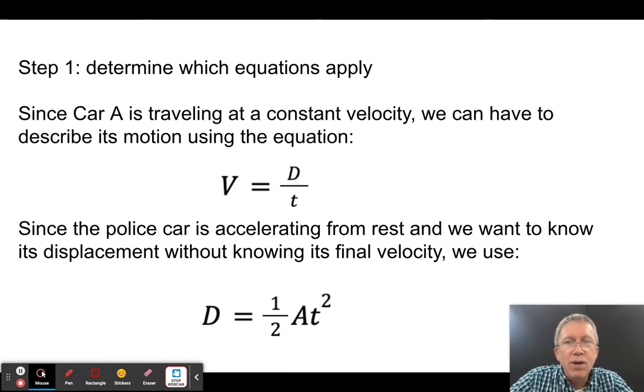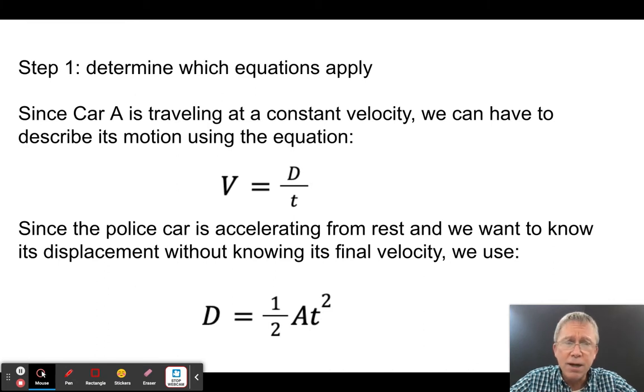Okay, so step one, determine which equations apply. Car A is traveling at a constant speed. Well, we know from kinematics that if you're traveling at constant speed, there's only one equation we can use, and it's right here. Velocity is going to equal distance over time. Now, notice I used the symbols they use. They gave me v to mean velocity and d to mean distance. Instead of delta x, they said d, so I'm using d.